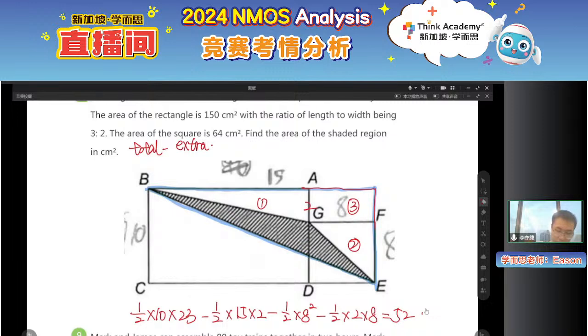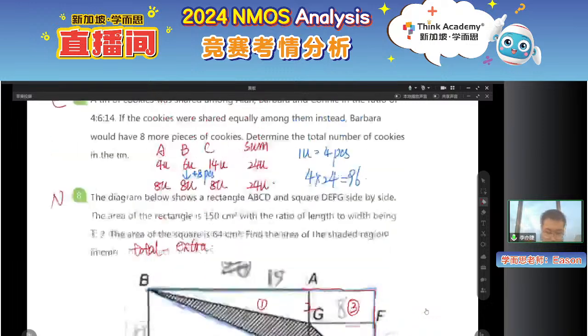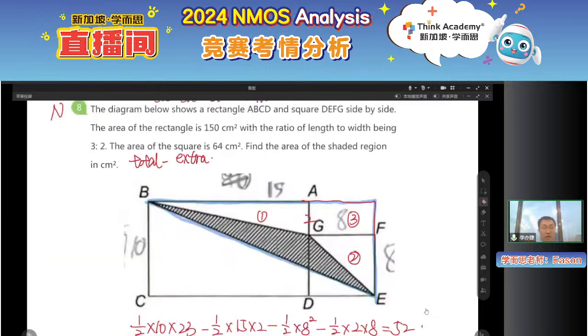Yeah, 52. This may be a normal question because when you see this picture, many of you think we do the same area transformation, but this is not a square. We cannot connect BD to do the same area transformation. It's not working, right? It's not working. So don't use this method. Okay. So question 8.